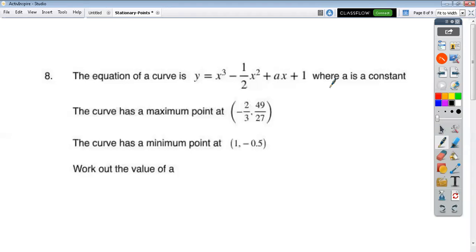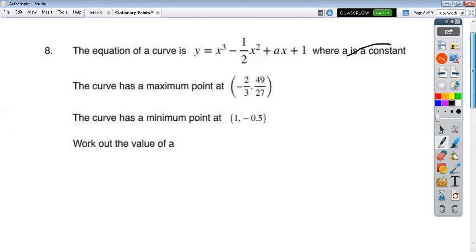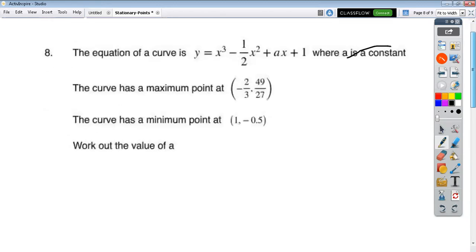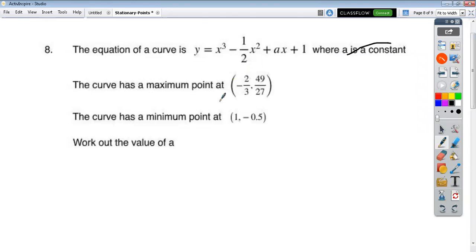The equation of a curve is that, where a is a constant. It has a maximum point at that and a minimum point. What an equation. Anyway, if they give you this, they want you to think. But anyway, it's the same thing that you have been doing.